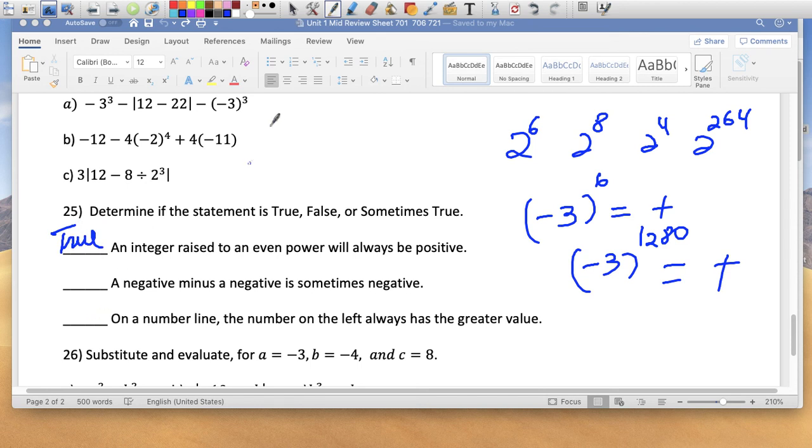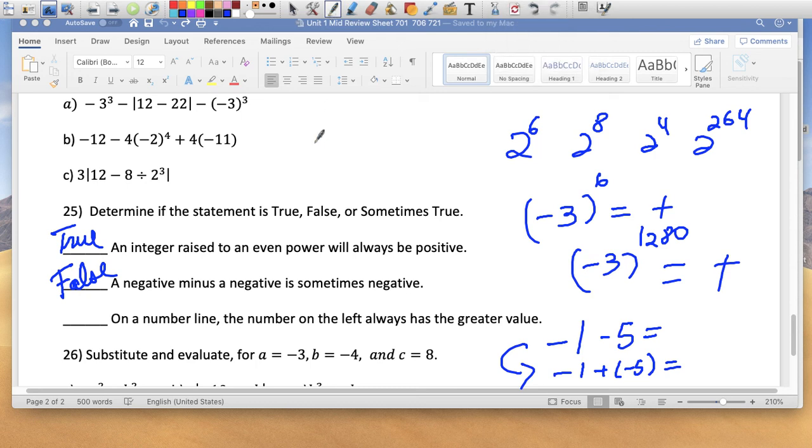It's always true. A negative minus a negative is sometimes negative. Negative 1 minus 5 is the same thing as negative 1 plus negative 5, right? So we're adding two negatives. If you understand that subtracting a positive integer is the same thing as adding a negative, you can change it to make it easier to visualize. You're adding two negatives, which means you're always going to have a negative answer, and you'll always be going further to the left. So a negative plus a negative is always a negative, not sometimes. So this is false, because it says sometimes. It should have been always negative.